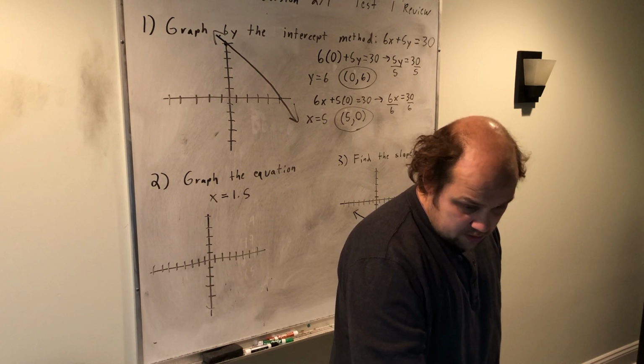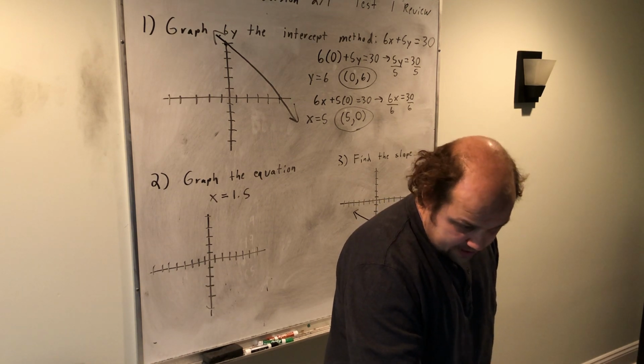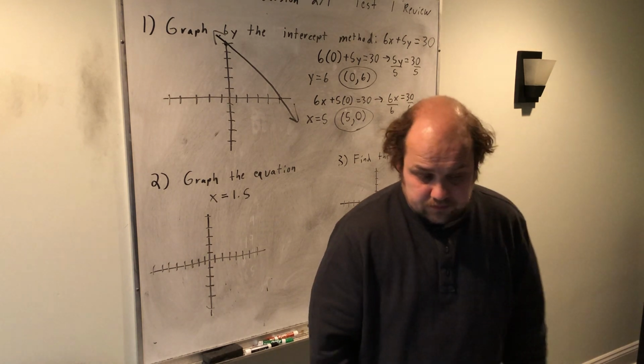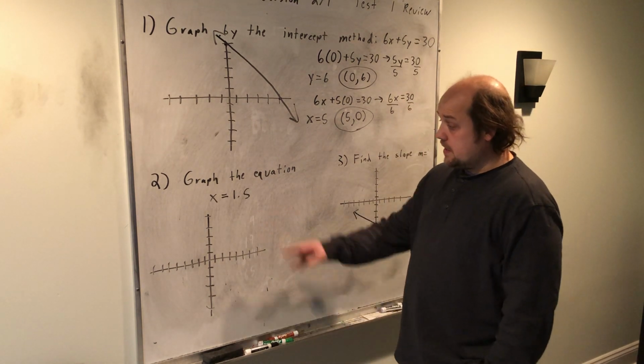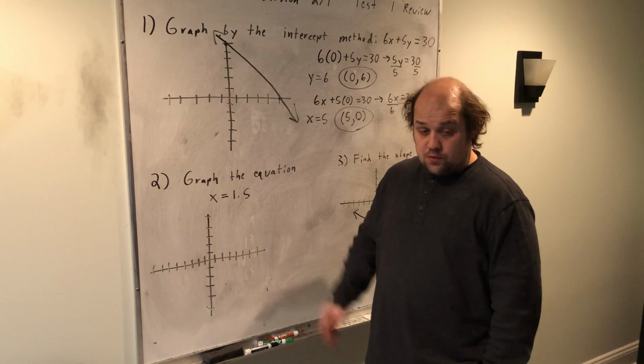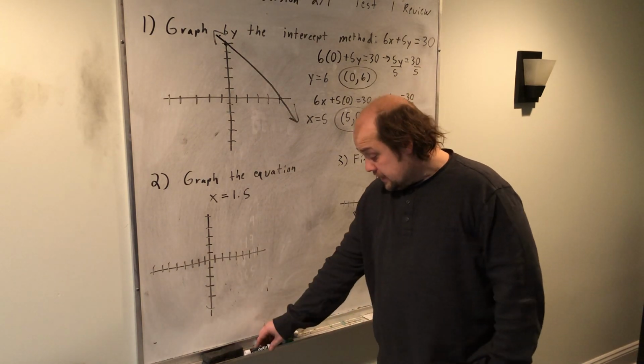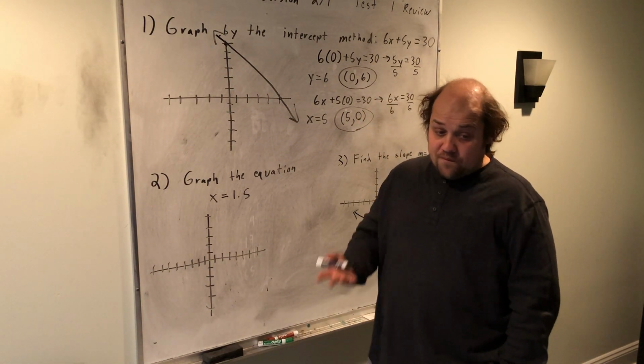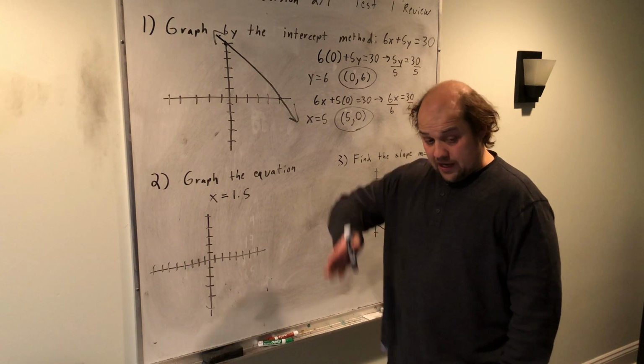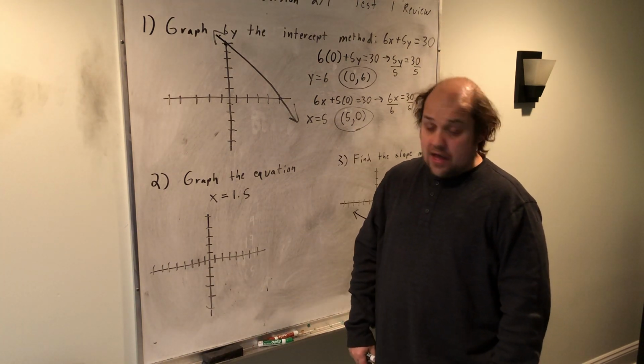All right, so back to the big screen. Second question says, graph the equation x equals 1.5. This is a situation where hopefully I remember that x lines are vertical lines that go straight up and down at whatever the value is.